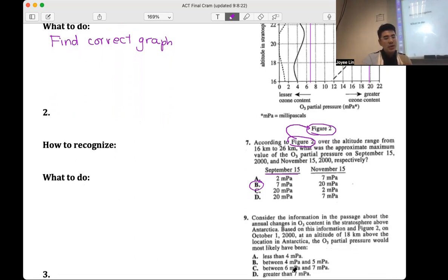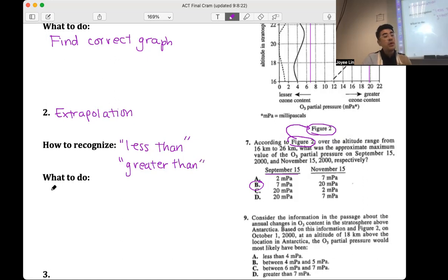Question type number 2, right? You have your extrapolation. How do you recognize it in the answer? You see less than, between, greater, right? Ranges. So on this one, you literally want to draw the extra line.